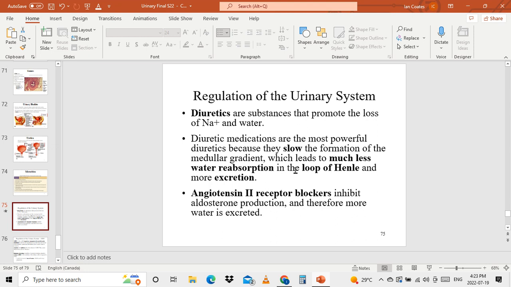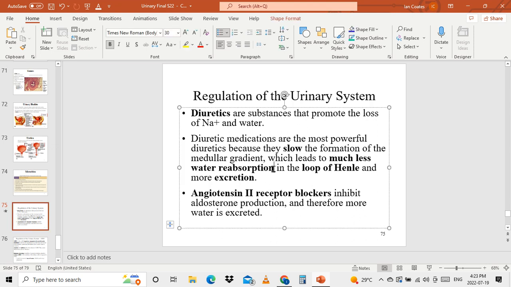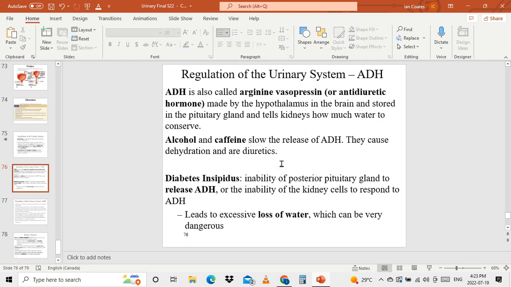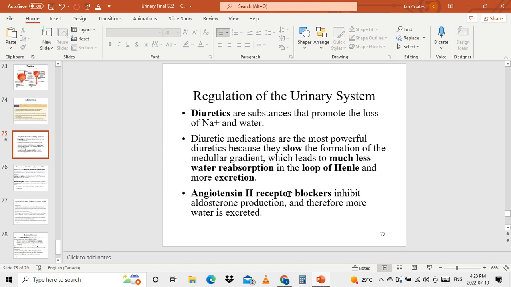Is that the ascending loop or the descending loop? Because there's only one of them. The descending loop is the only part of the loop of Henle that is able to absorb water. So what these diuretics do is they go after and slow down water reabsorption in the descending loop of Henle. Angiotensin II receptor blockers stop aldosterone production, lowering BP, and more water is excreted.